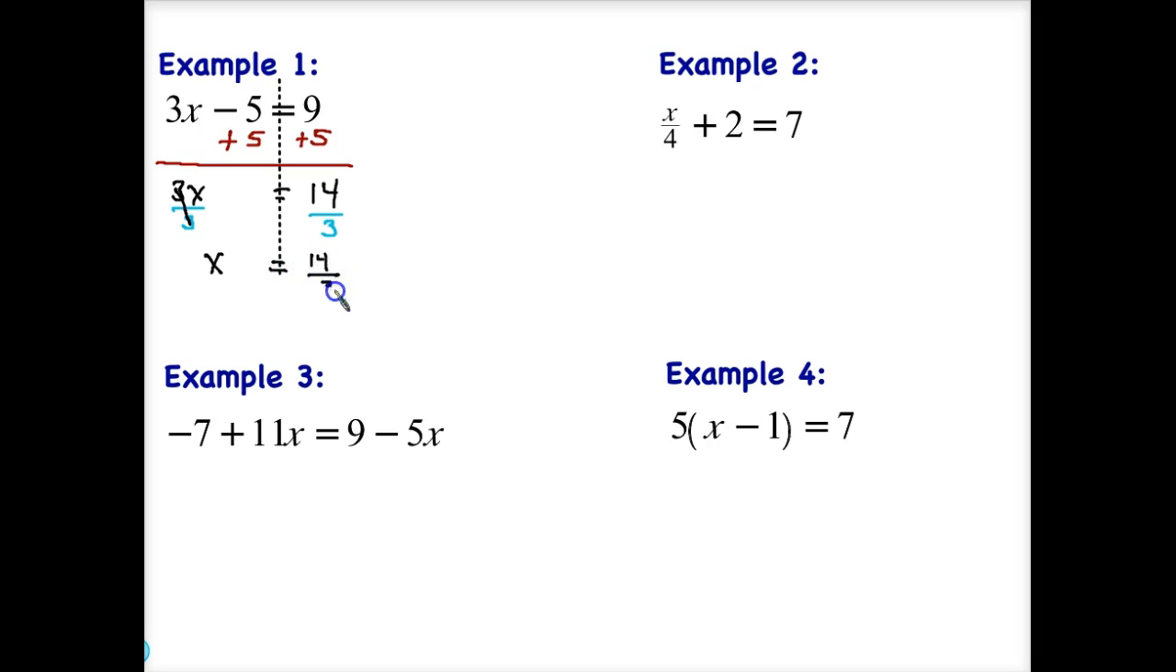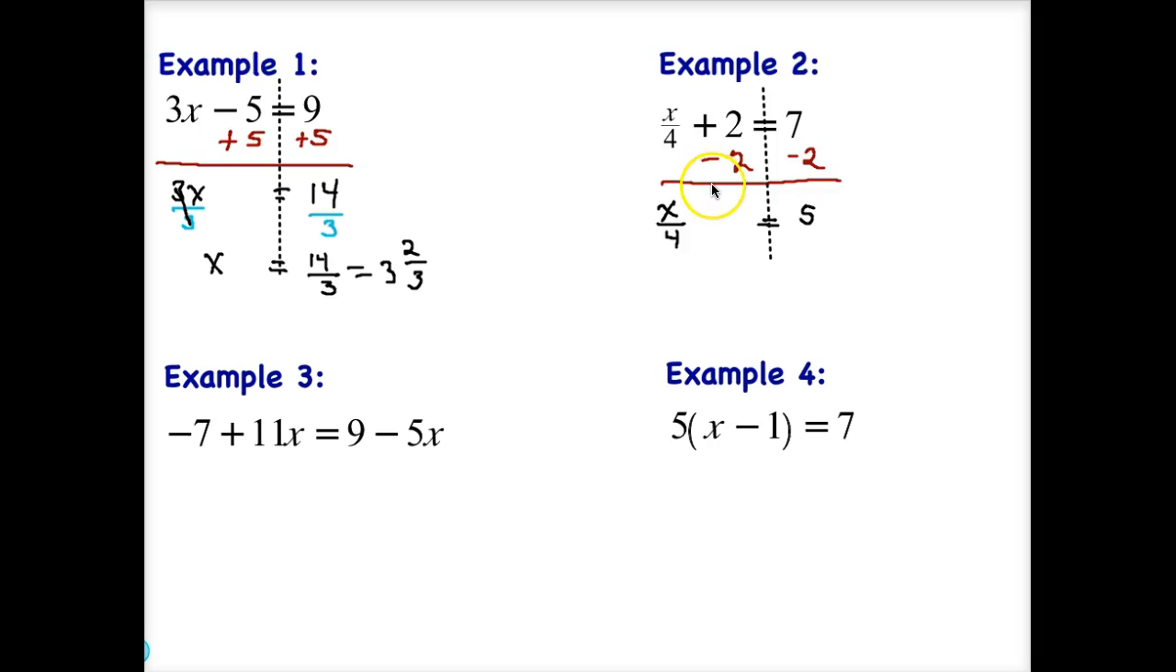The final step says to reduce or simplify. I could simplify this into a mixed number by calling this 3 goes into 14 3 times with 2 thirds left over. Let's look at example 2.